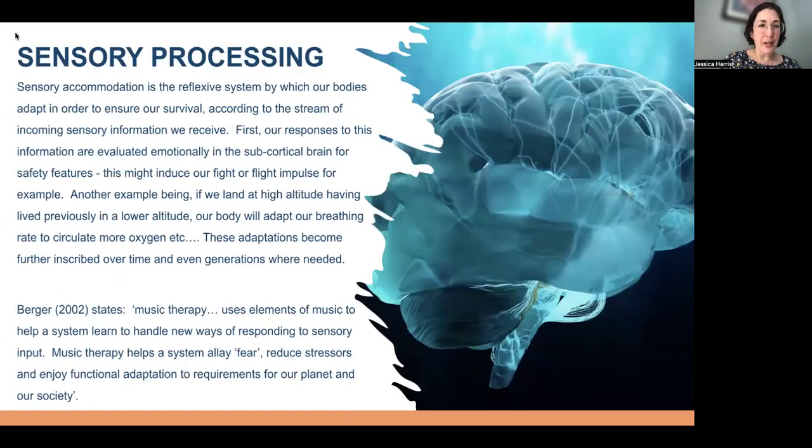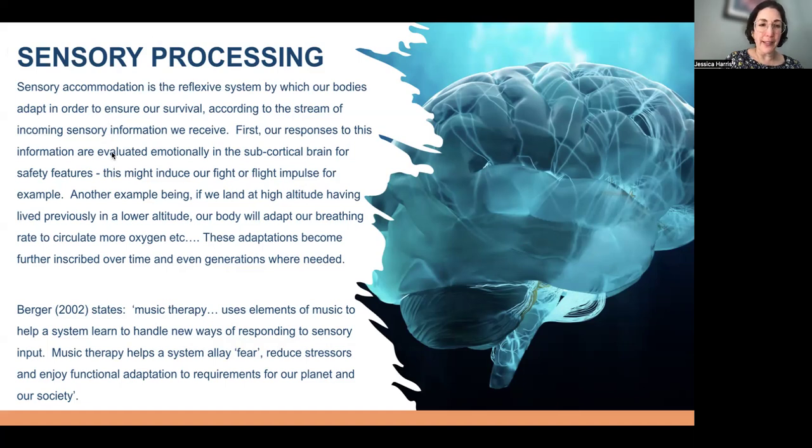So we're going to move to sensory processing now. And sensory accommodation is the reflexive system by which our bodies adapt and adjust in order to ensure our survival according to the stream of incoming sensory information we receive. So it's the system by which we interpret and respond to the sensory information that is incoming all the time.